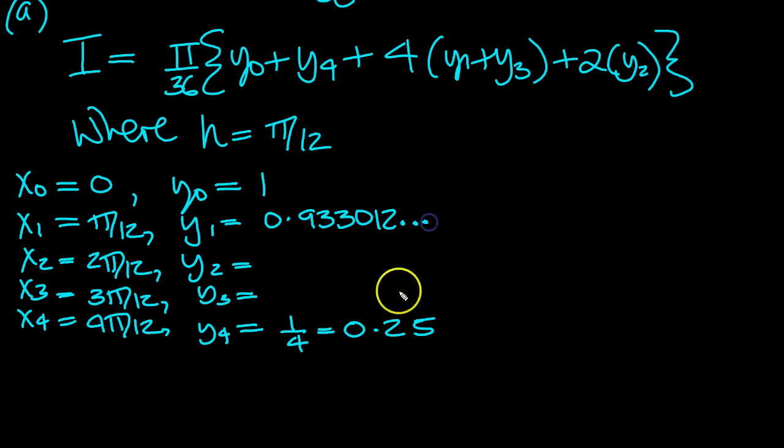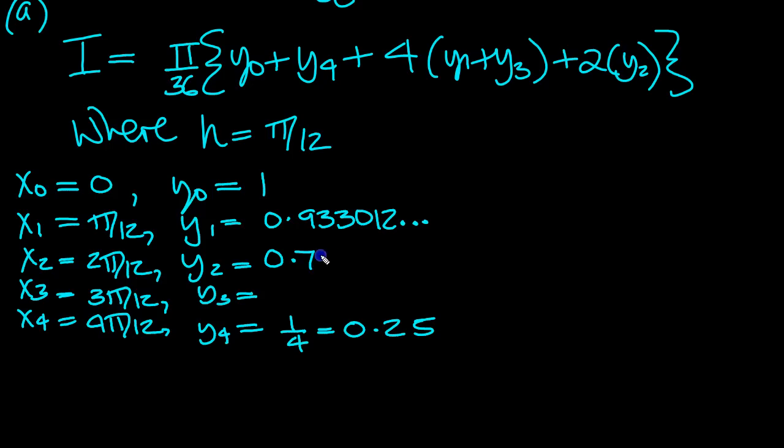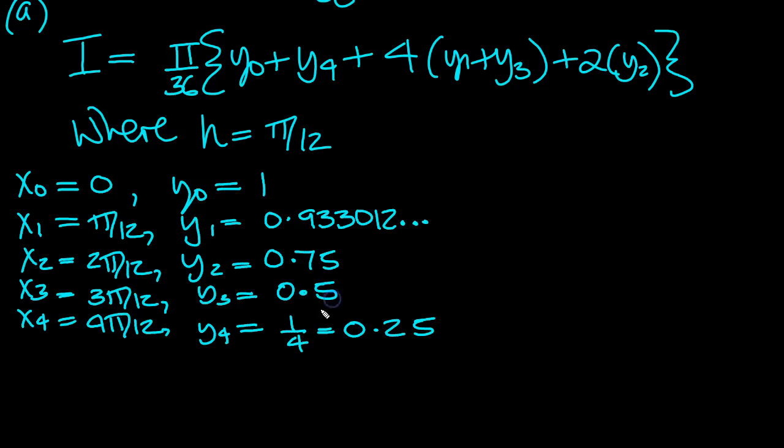0.933012. Next value is 2 pi over 12, so I'll go back and put 2, which gives 3/4, 0.75. Next value is 3 pi over 12. We get a half, so it's 0.5. So the only awkward value was here.